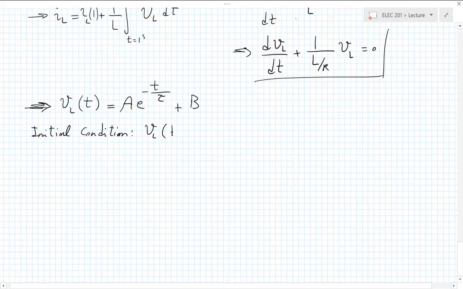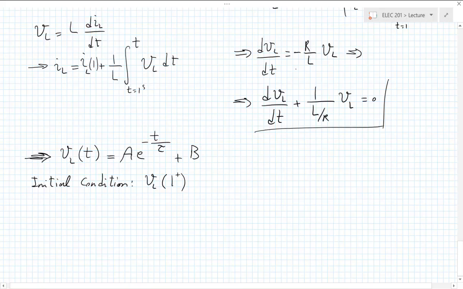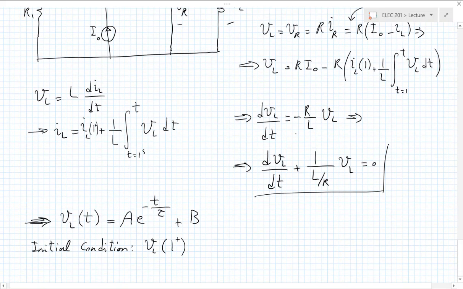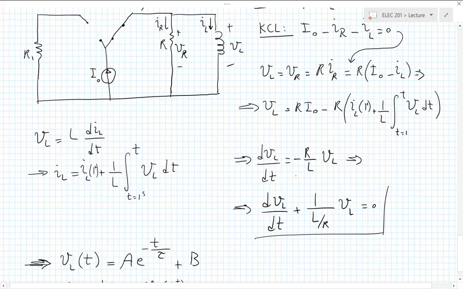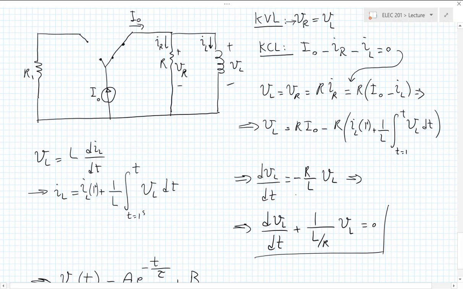At t equal 1 second. And in fact, if you want to be very rigorous, say 1 plus immediately after that switching action. Okay, so I should have put 1 plus here also. What is VL at 1 plus? Immediately after that switching action, what is the value of V sub L?